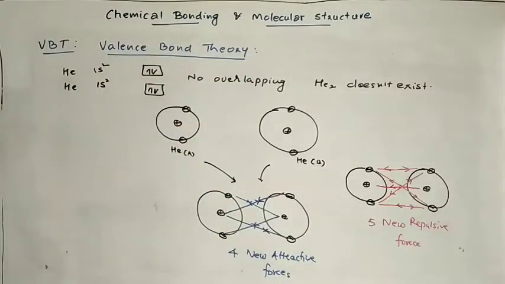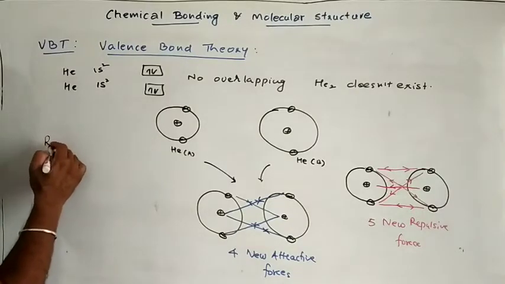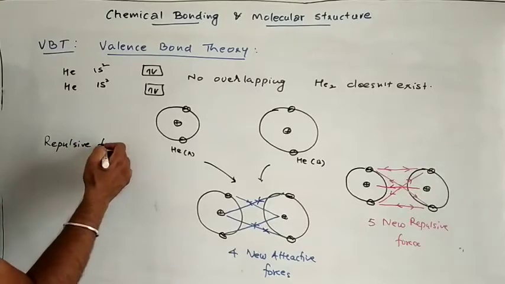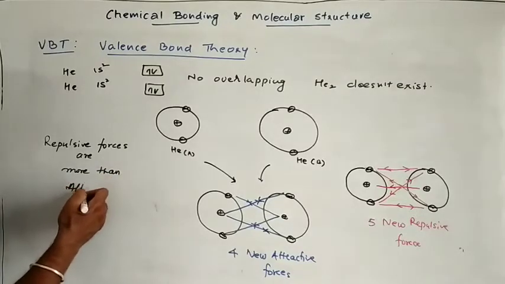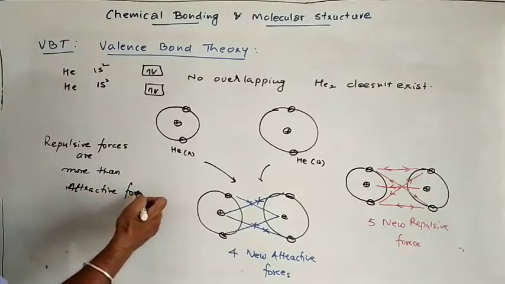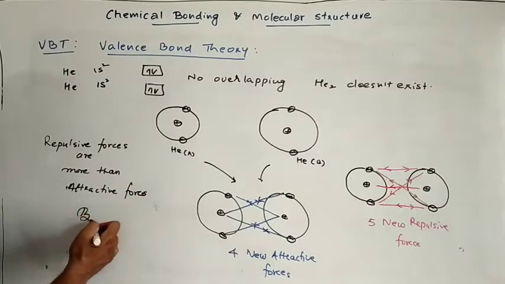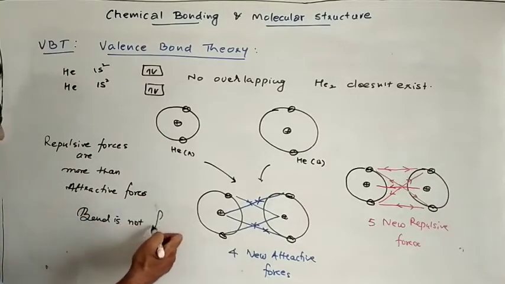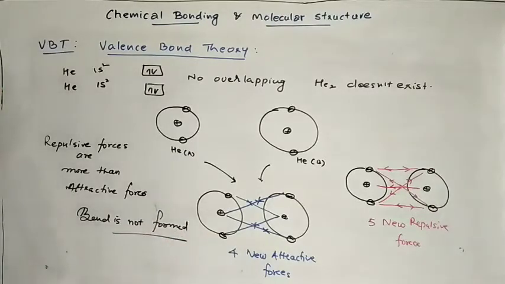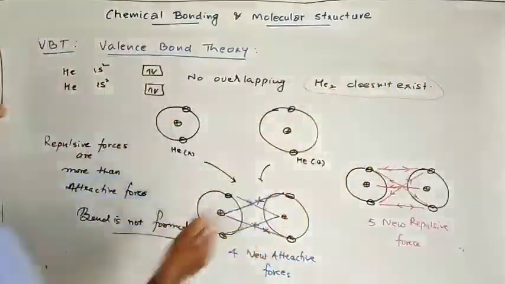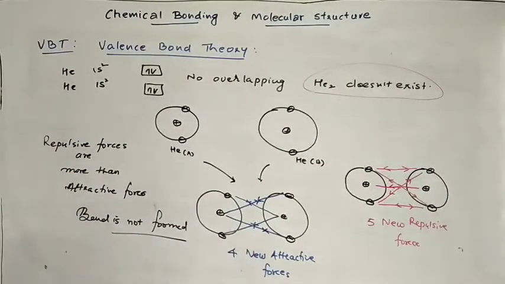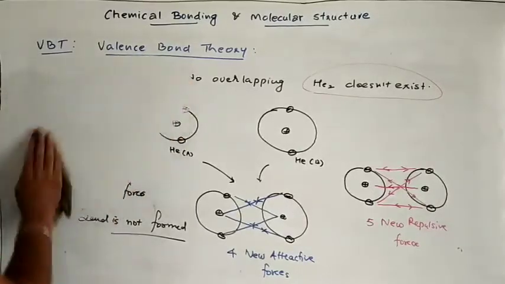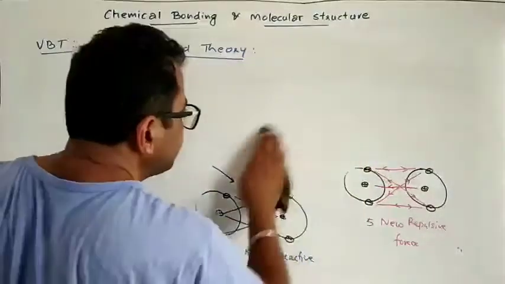So repulsive forces are more than attractive forces. Repulsive forces are more than attractive forces. So it means the bond is not formed. So the bond will not form. That's why He2 does not exist. Okay. Now let's do some more examples of VBT, formation of some molecules according to this theory.